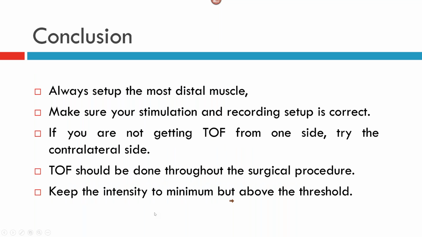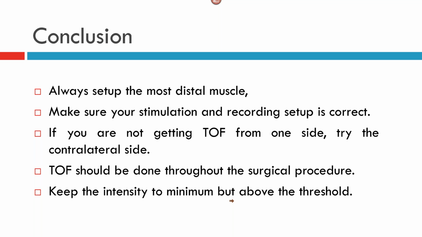So in conclusion, always set up the most distal muscle, never set up a proximal muscle. Make sure your stimulation and recording setup is correct, even when the protocol is all set up. When you start stimulating, make sure the pulse width is 200 microseconds and the rep rate is 2 hertz. It's not 2.79 or 3.79 or something else, because when you stimulate at 2 hertz compared to 3 hertz or 2.5 hertz, you cannot compare with the published data. You're giving either less time for the muscle to recover, or too much time to recover.